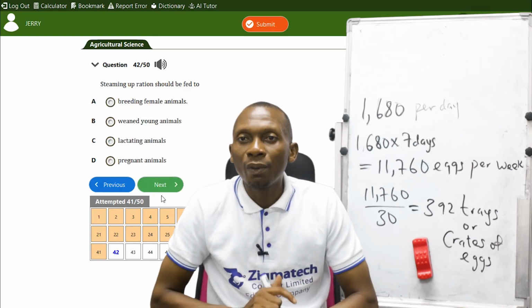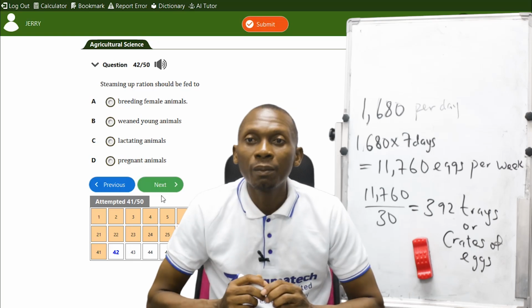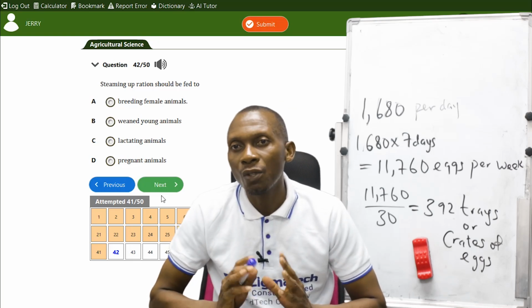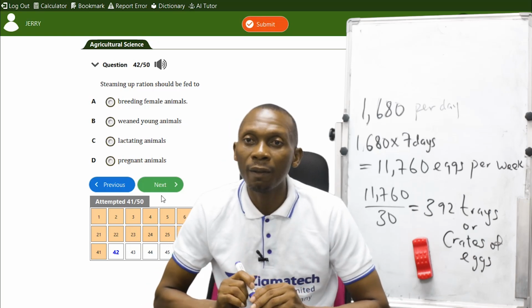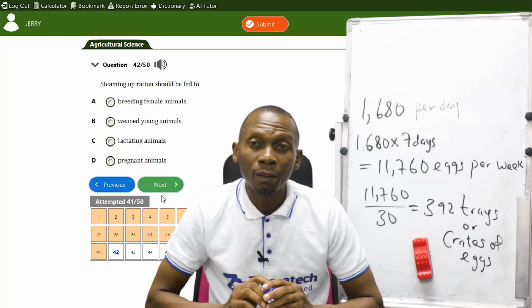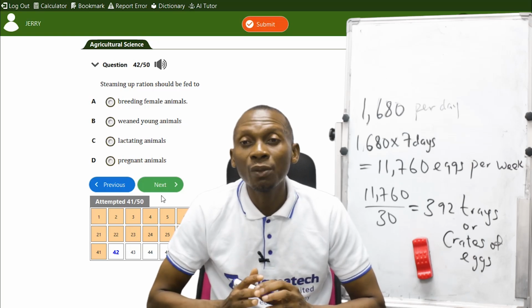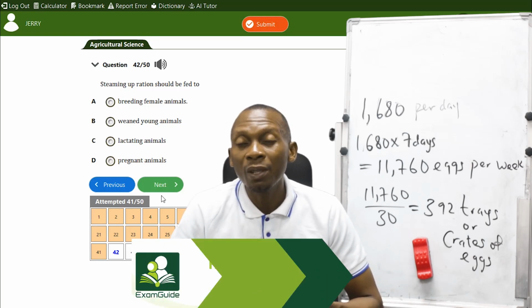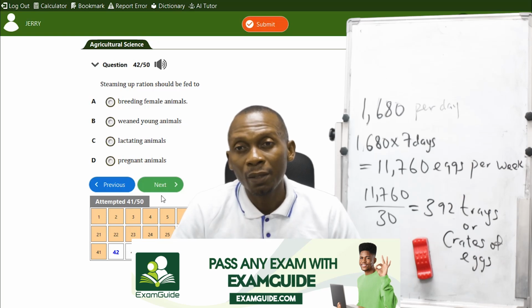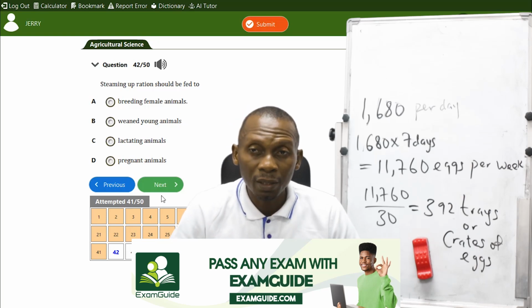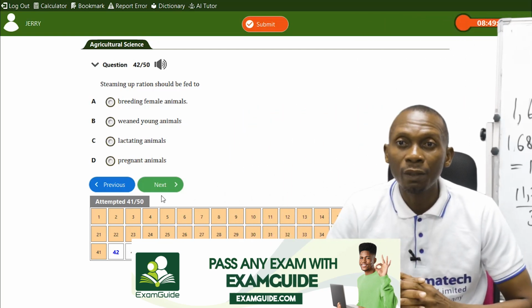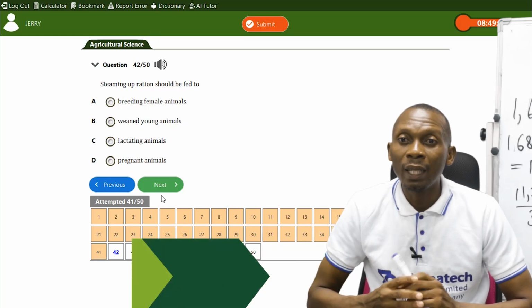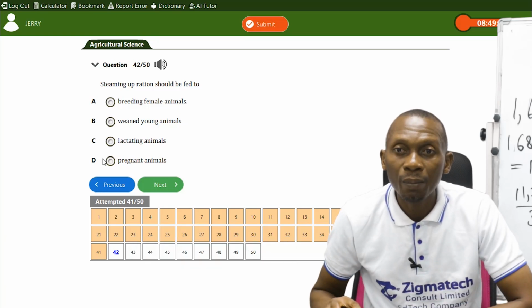Now, steaming up rations should be fed to breeding farm animals, weaned young animals, lactating animals, pregnant animals. Now, this is a ration that is usually fed to animals to encourage milk letdown. So when pregnant animals are about to give birth, they are usually given rich diets of pasture, food to encourage milk letdown. So the answer is pregnant animals.